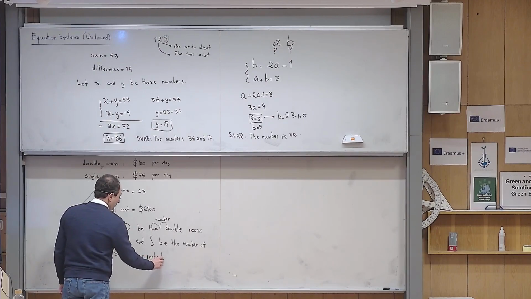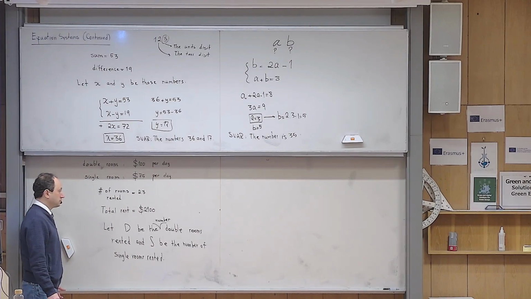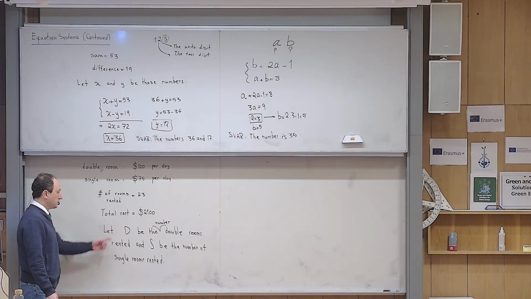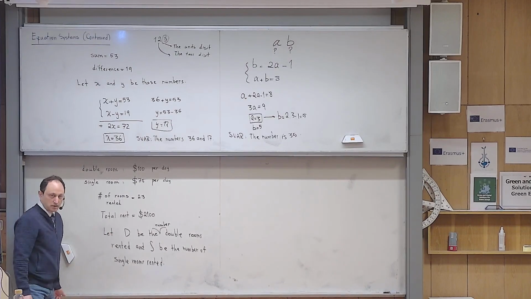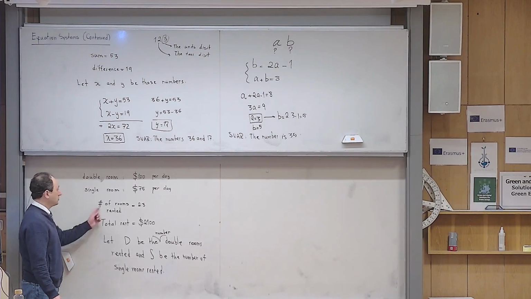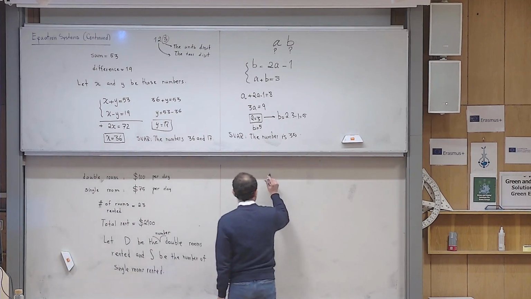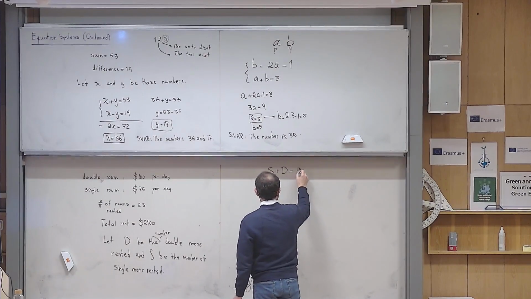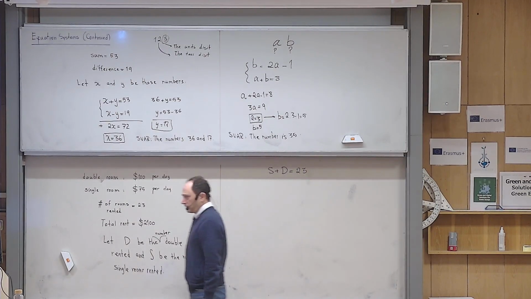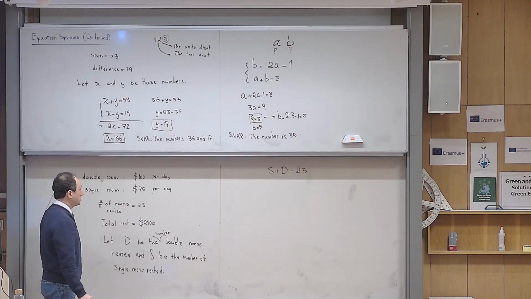So what motivates me to write this? Because I read the last part of the question. The question is asking how many double rooms are rented, how many single rooms are rented. That is my target to find. So I give them names. In order not to forget, it is better to call them D and S. And then I want to find D, and then I want to find S. Something I immediately understand: the total number of rooms rented is 23. So I know that S plus D is 23.